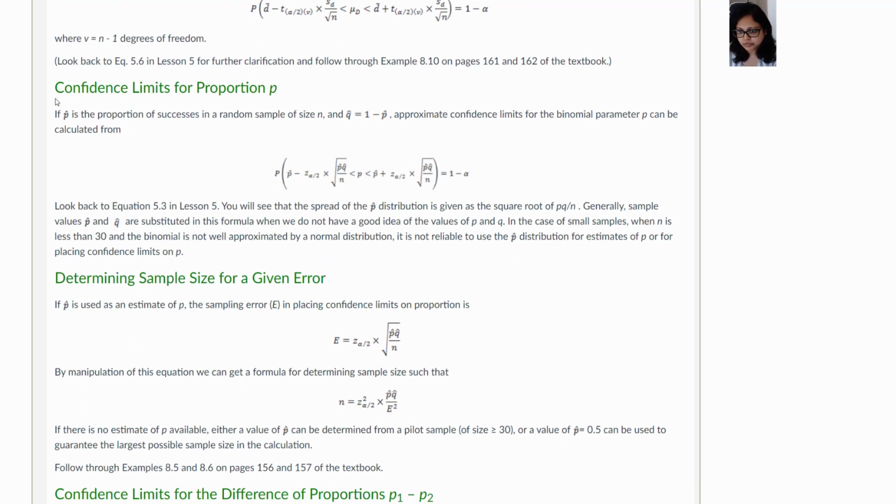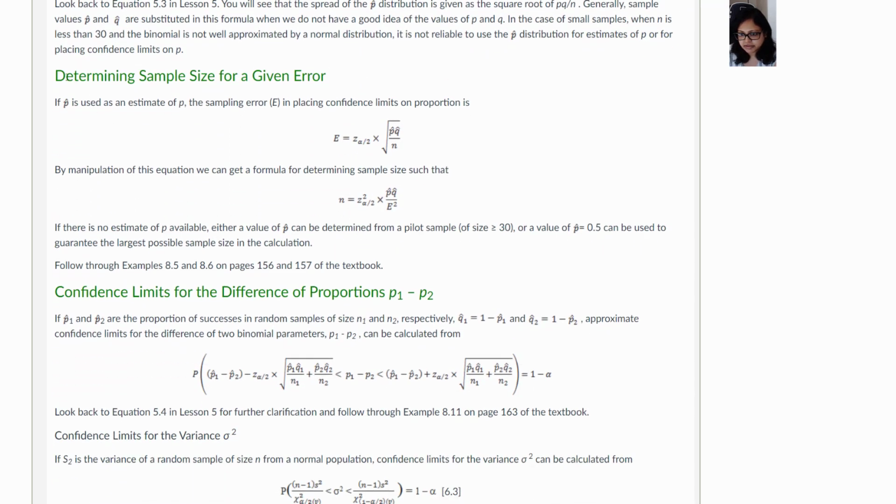Now we will learn how we can find the confidence limits for proportion. Previously we used the Z distribution for proportion. We will use the same. So the sample proportion plus or minus the Z value from the critical table we have, and then the standard deviation of the proportion. We can just add them and then we can find it.